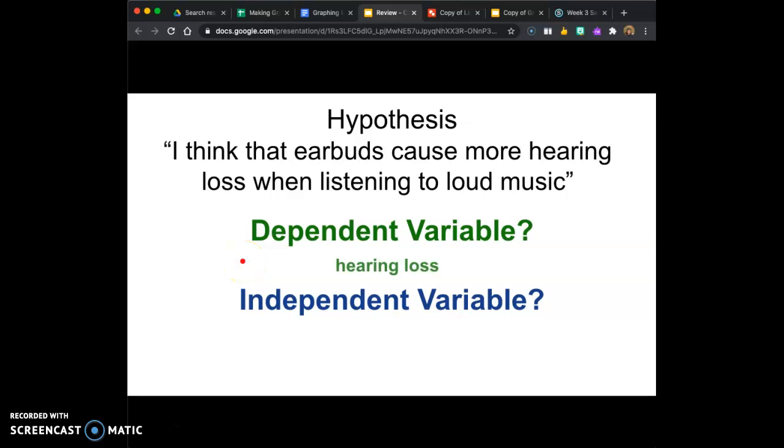The dependent variable is going to be hearing loss. That's what I'm measuring. What's causing the hearing loss? You may think it's loud music, but in fact, what's causing it is the earbuds. According to this person's hypothesis and what their experiment will be, they're going to try to determine if the earbuds cause more hearing loss.